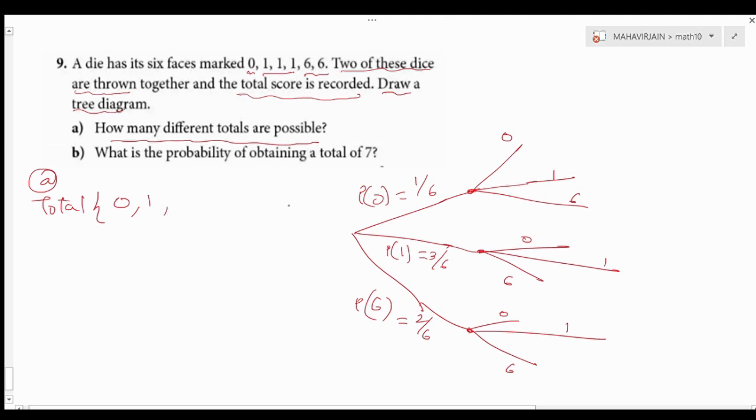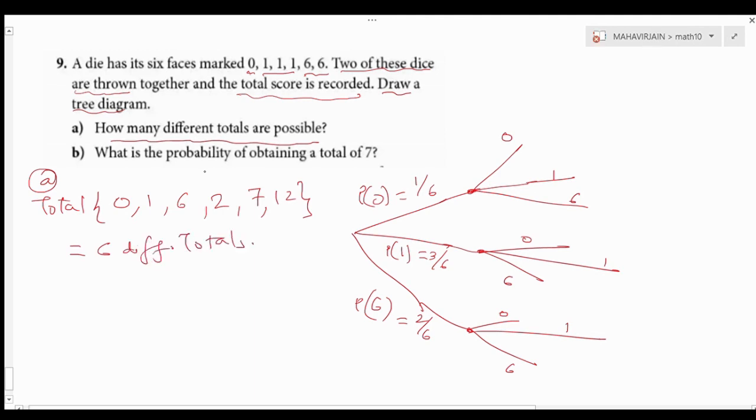So that's 6. Next is 1 plus 0, so 1, which I have already written. Next is 1 plus 1, so that's 2. Next is 1 plus 6, so that's 7. Next is 6 plus 0, already written. 6 plus 1, 7, already written. 6 plus 6, so that's 12. I hope that is clearly understood. So these are all the possibilities. How many different totals do you get? 1, 2, 3, 4, 5, 6. So there are 6 different totals.